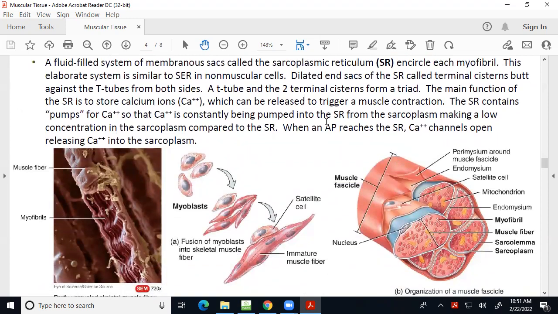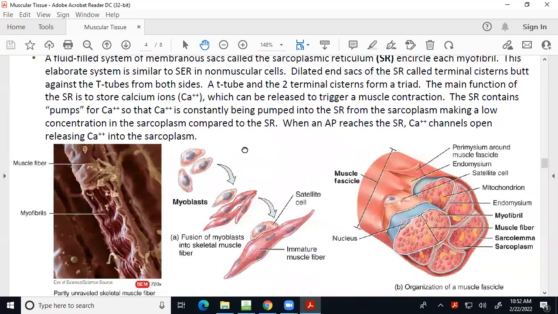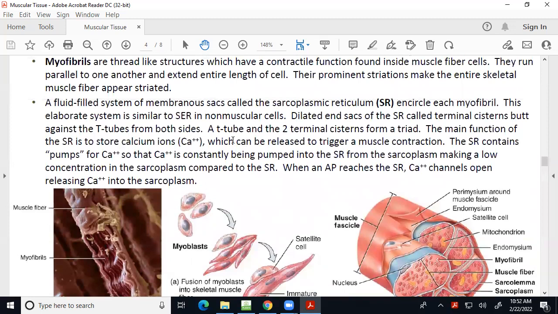The last structure of the muscle fiber I want to talk about is what we call the sarcoplasmic reticulum. The sarcoplasmic reticulum is this goldish yellowy colored structure on the inside of the plasma membrane. It sounds a lot like endoplasmic reticulum. If you think back, we learned about that. Remember, there was smooth and rough. The sarcoplasmic reticulum is just a fancy term for the smooth ER, the SER, in our non-muscular cells.